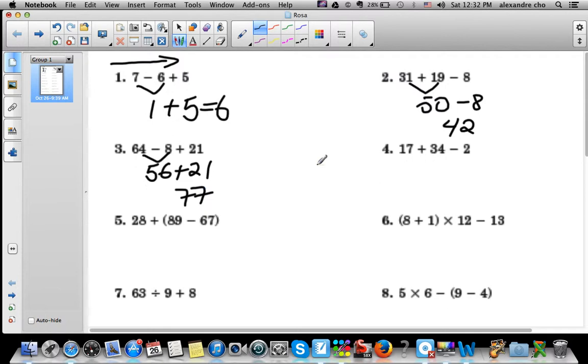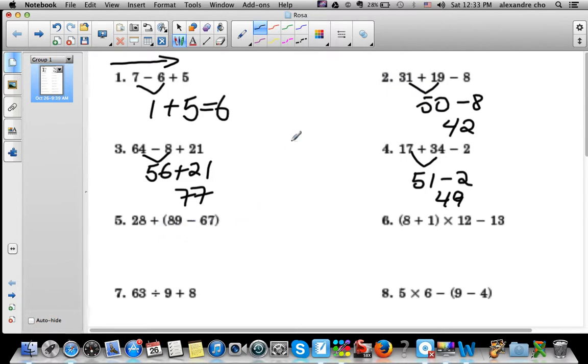Next one, 17 plus 34 minus 2. Okay, no parentheses, no exponents, no multiplication or division. And then we have a choice between addition and subtraction. We're going to do these two first. Okay, 17 plus 34 is 51. Minus 2, and that gives us 49. Okay? Okay, now 28 plus parentheses 89 minus 67.